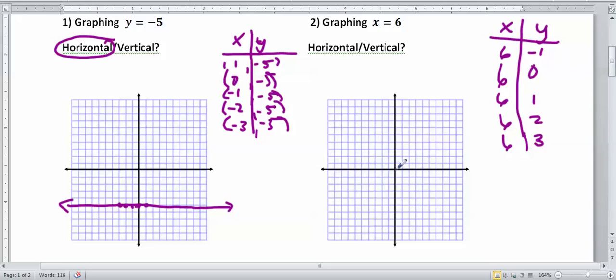All right, so I get over 6 and down 1. So 1, 2, 3, 4, 5, 6, down 1. Over 6, down 0, over 6, up 1, over 6, up 2, over 6, up 3. And see how it doesn't really matter what my y value is. It's going to go in a straight line up and down. So x lines are vertical.